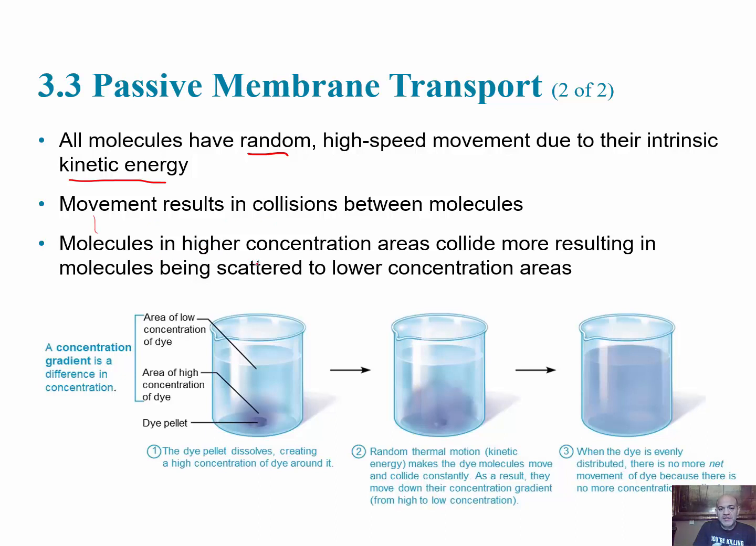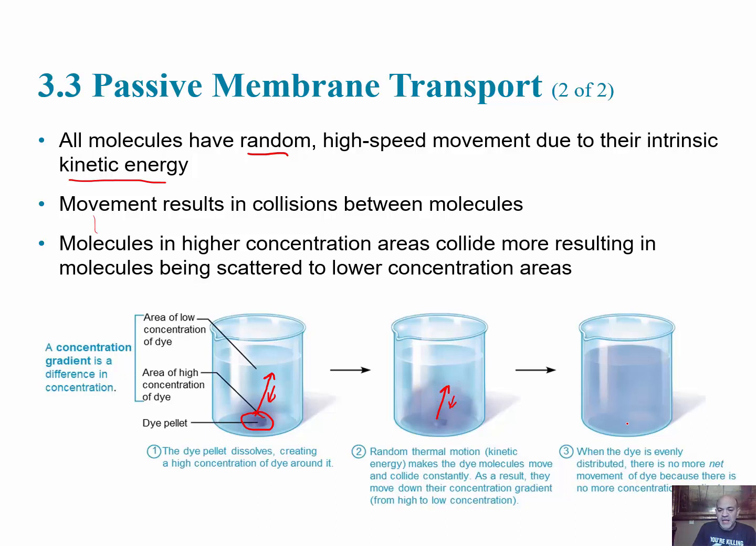The molecules in higher concentration areas are going to collide more, and this results in them being scattered to areas of lower concentration. This is modeled here with a dye pellet on the bottom of this beaker. As the dye begins to dissolve away, there's a higher concentration of dye particles here, and as they collide with each other, they begin to spread outward, away from the concentration there. More particles will be moving away than coming back, so overall there's a net movement away. This continues in the second picture, and we still have some moving back in the opposite direction, but overall there's more movement away, so there's still a net movement away from where the pellet was.